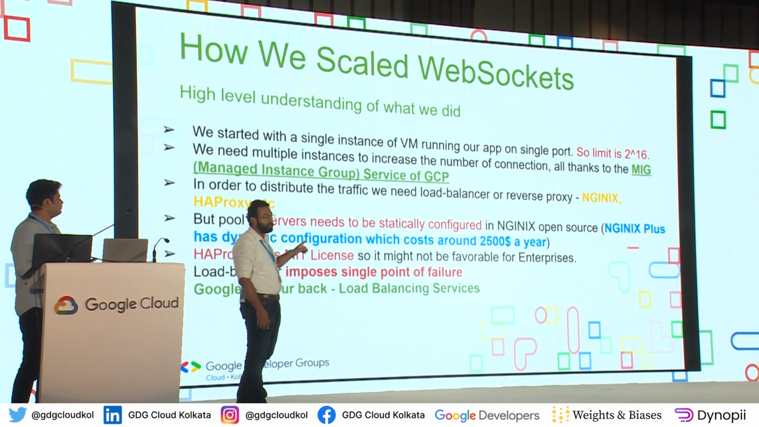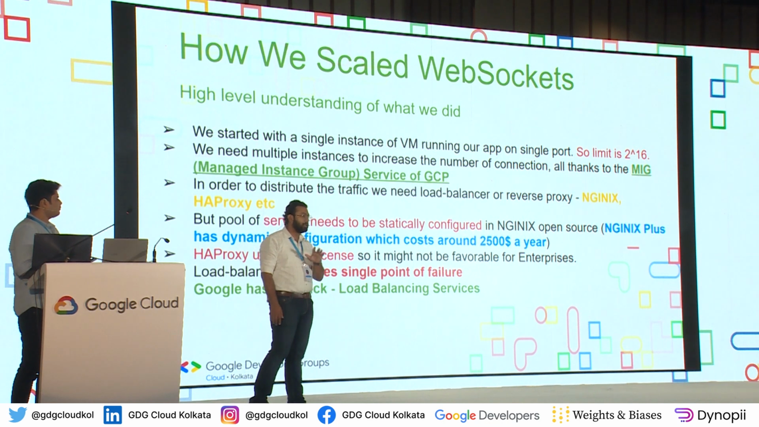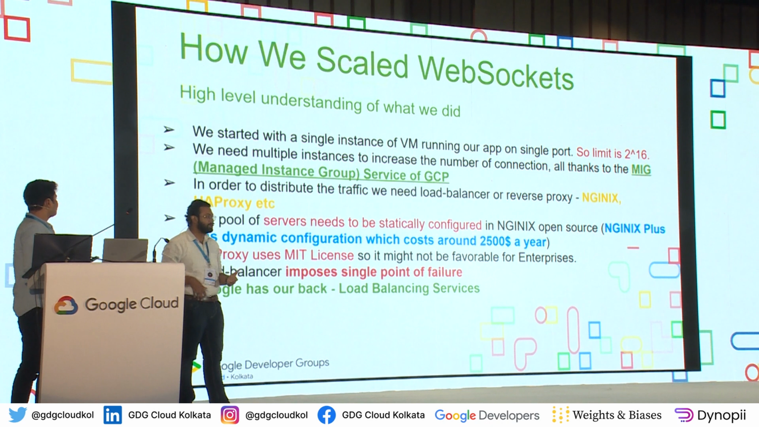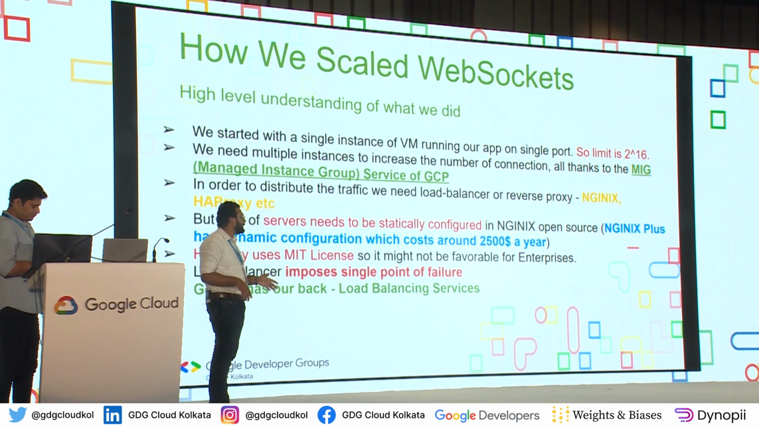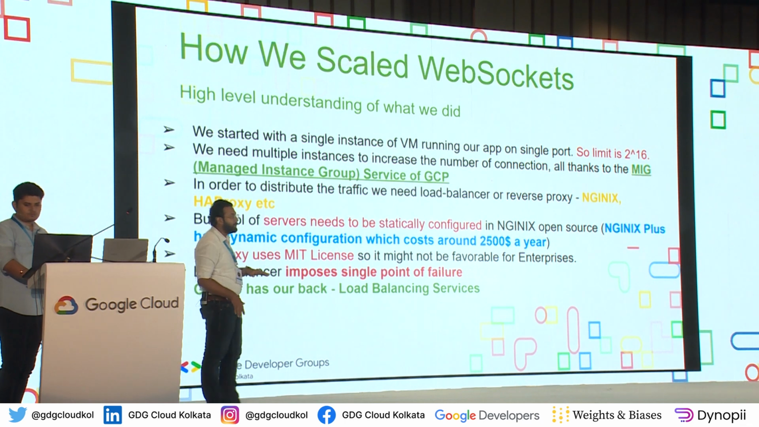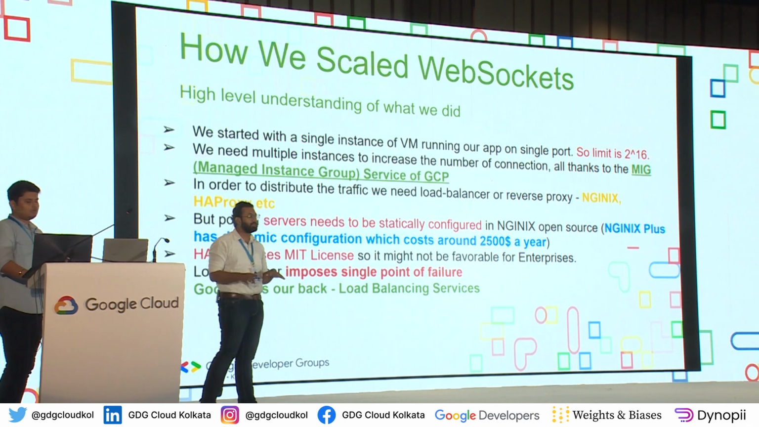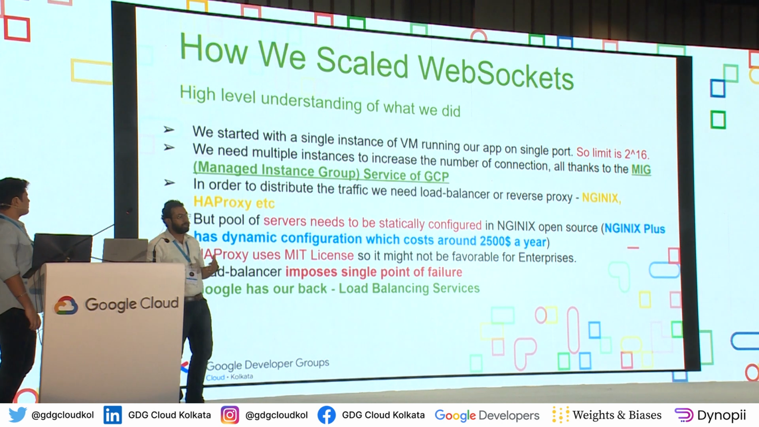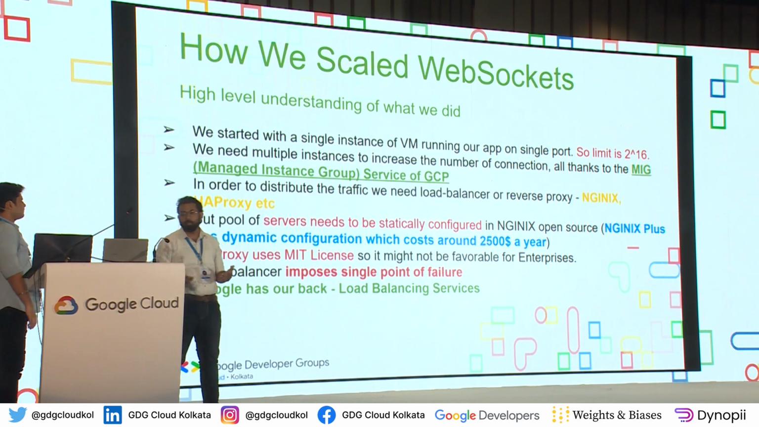You can see it's almost $2,500 a year. That's a huge cost for small scale businesses. Enterprises might manage it, but for small scale, it will be a huge cost. Then we have HAProxy. It is on an MIT license, so it might not be favorable for enterprises. They will look for some licensed stuff, because with MIT license anything can be uploaded, there may be vulnerabilities or something.